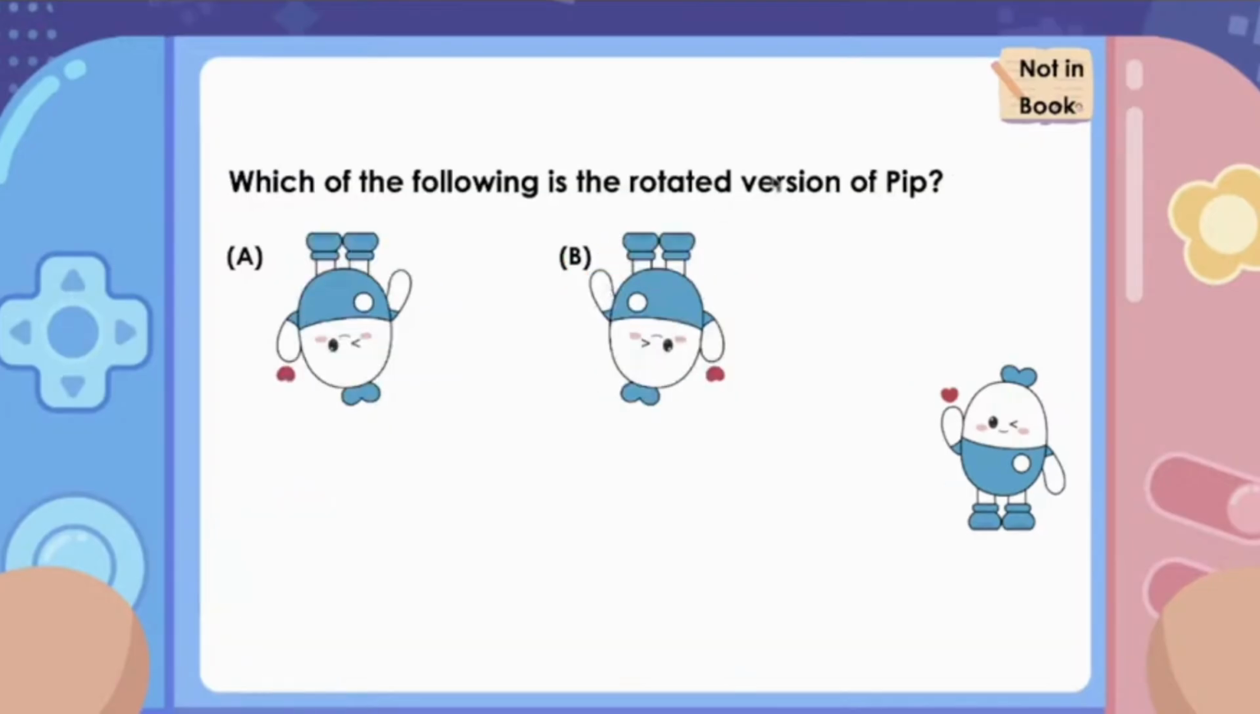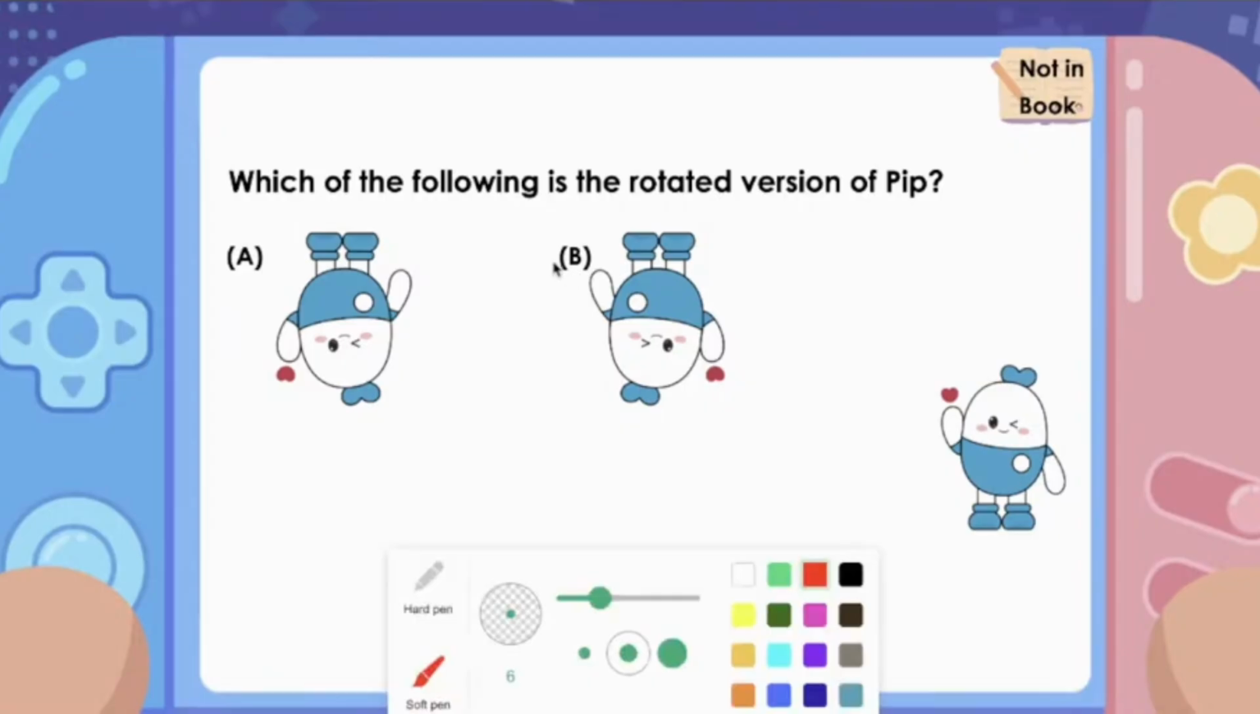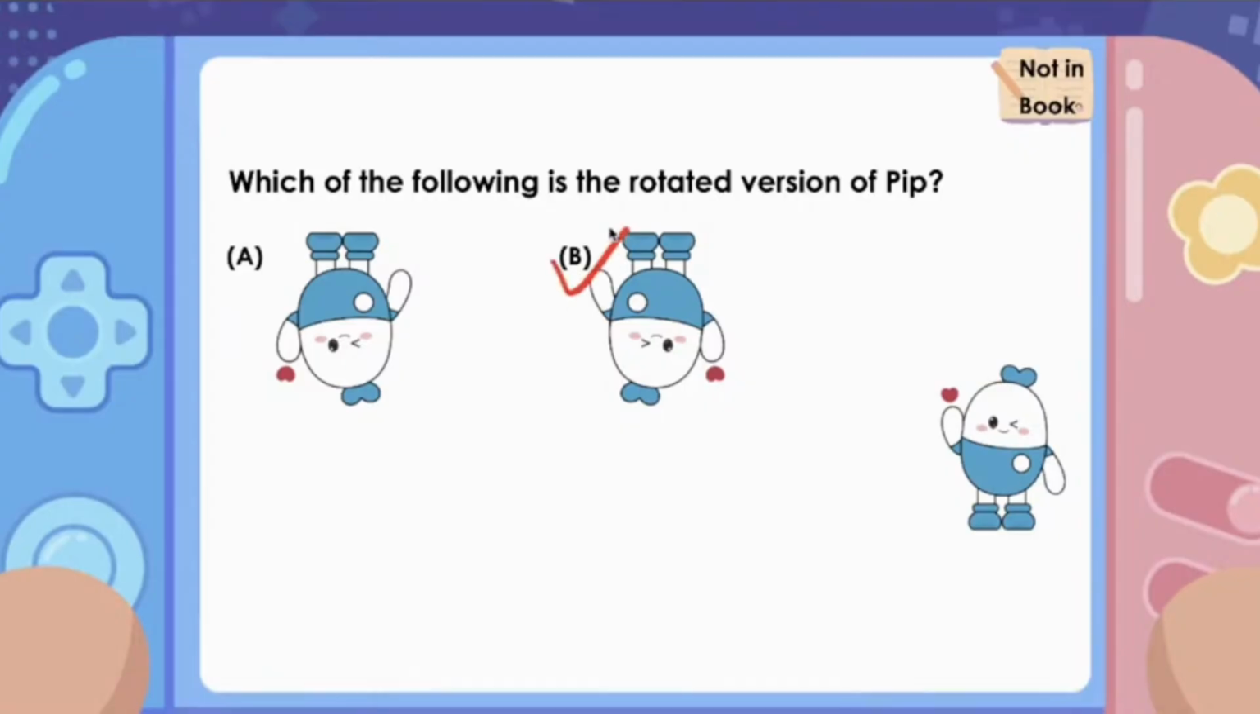And then this time, let's see. Which of the following is the rotated version of pip? Let's rotate. Left hand, right? And then rotate, rotate, rotate. How it will look like. Which option? Is it option A? No, not really, right? Or you can also rotate your screen. Or you can also see like this, and then you will see which one is the correct answer. Yeah, this one also B, so be careful, okay?